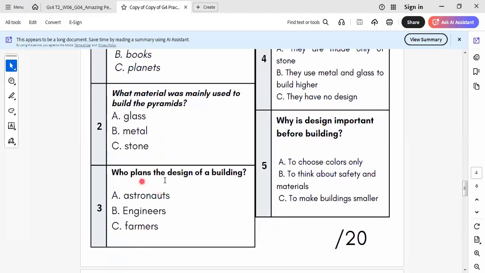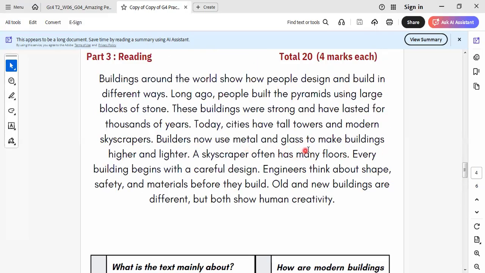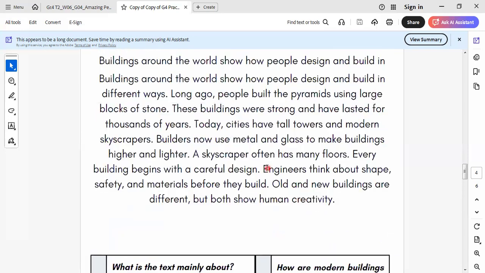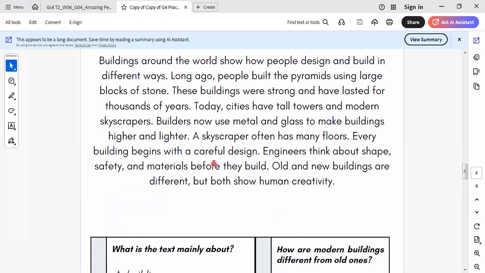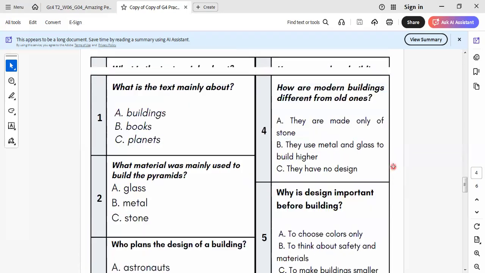Who plans the design of the building? Engineers. Who plans the design of buildings? Engineers. Yes, here it is engineers. Let's go to another one.